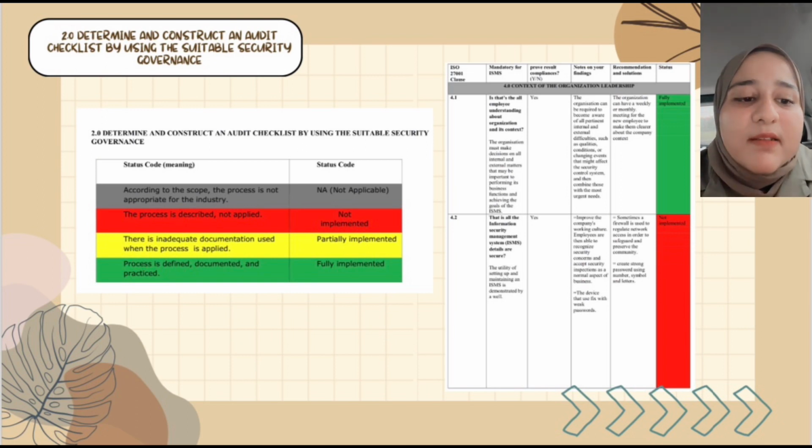Next, the devices used are fixed with weak passwords. For the recommendation and solution, sometimes a firewall is used to regulate network access in order to safeguard and preserve the community. Next, create strong passwords using numbers, symbols and letters. The status is not implemented.